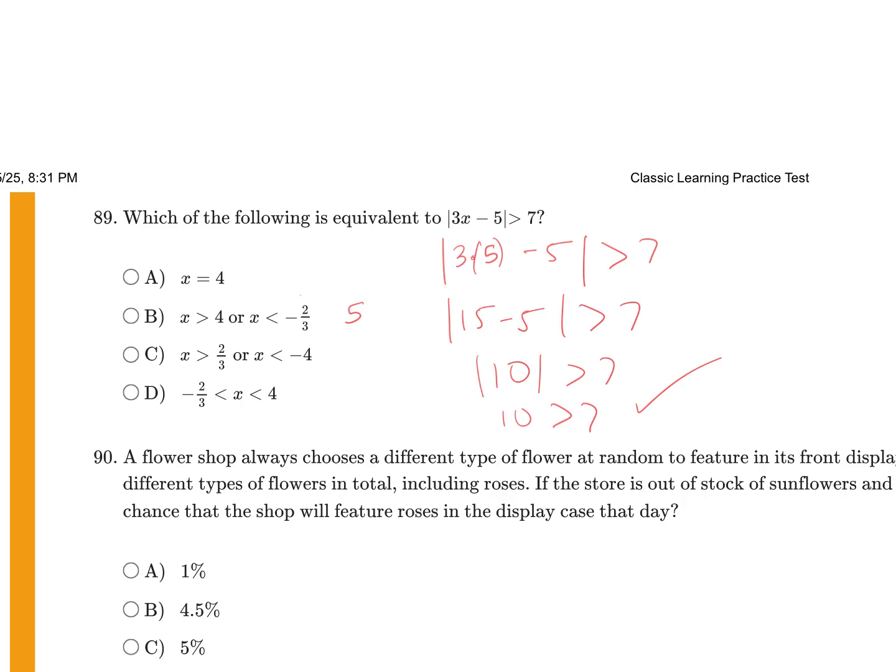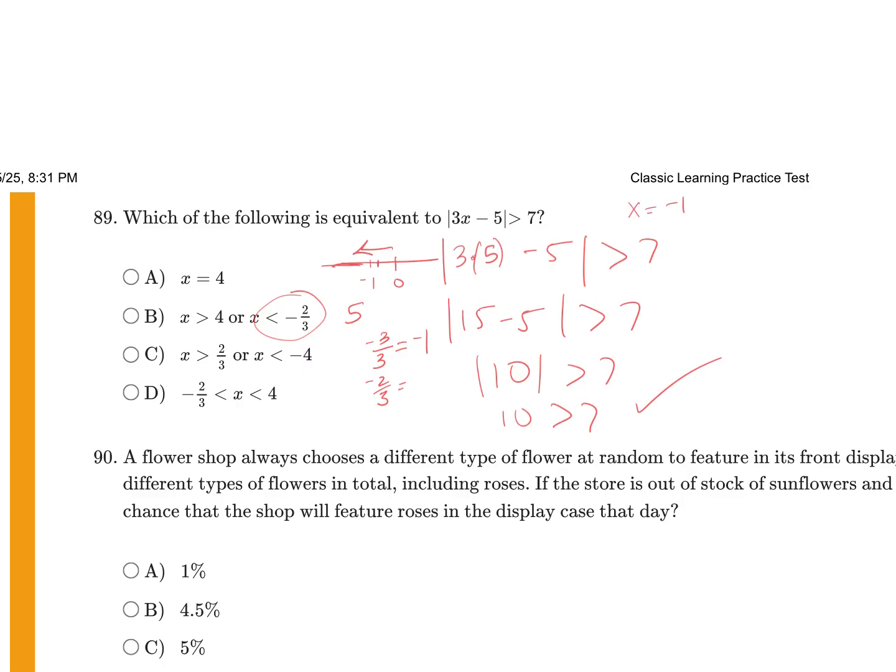Let's check though. X value is less than negative 2/3. So a number less than negative 2/3. If you look at the number line, you got 0, negative 1. Negative 2/3 is right before negative 1. How do I know? Because negative 3 over 3 is negative 1. So negative 2 over 3 would be right before negative 1. So a number less than that would be negative 1. The farther you go from 0, the smaller the number is.